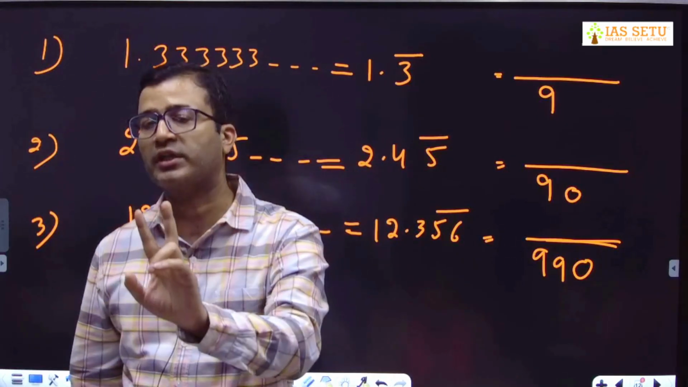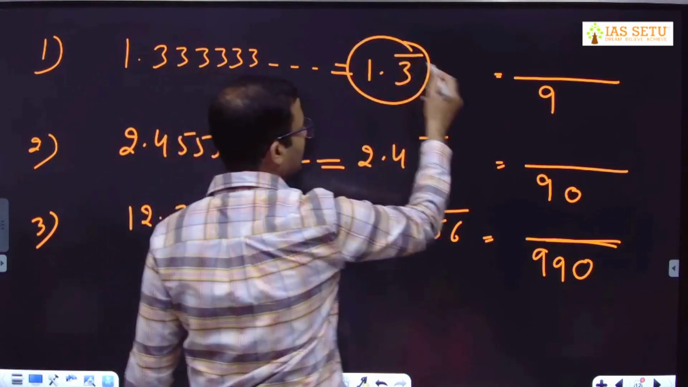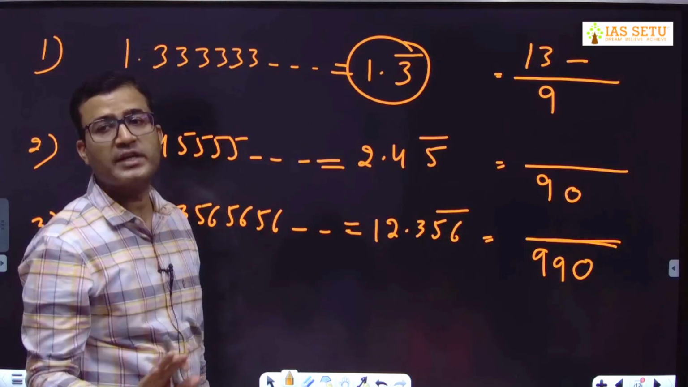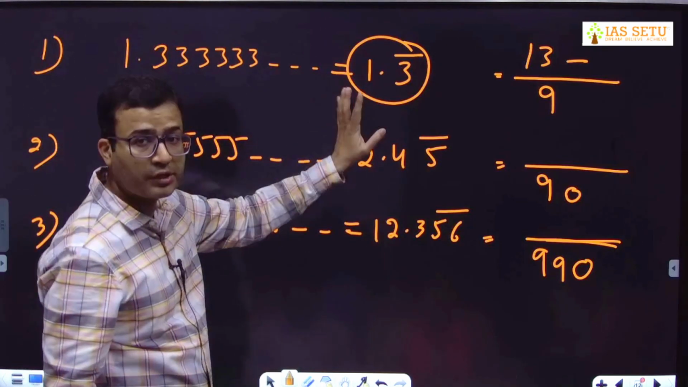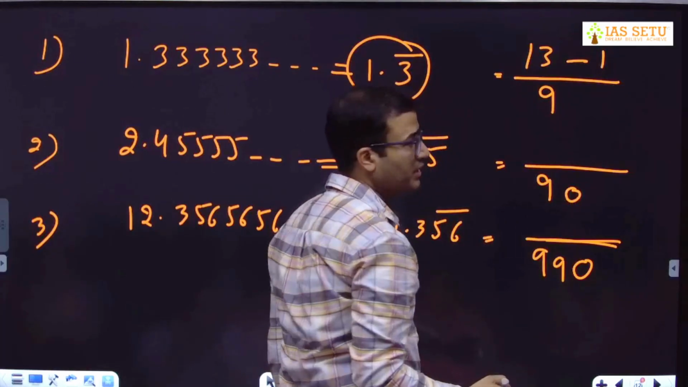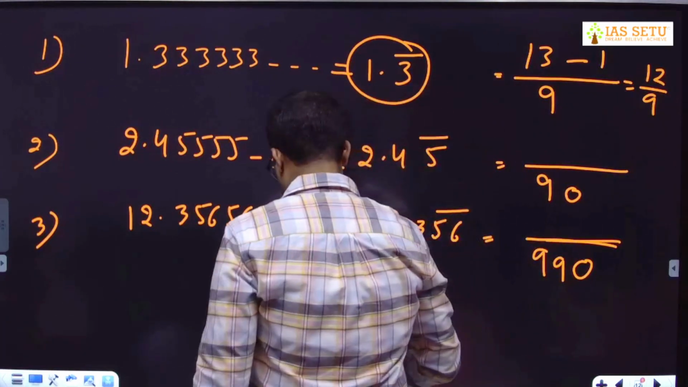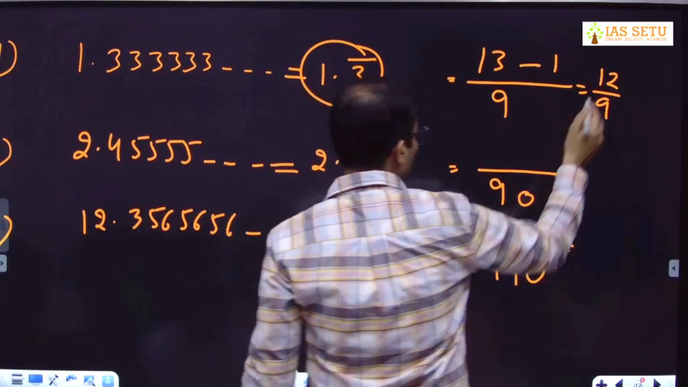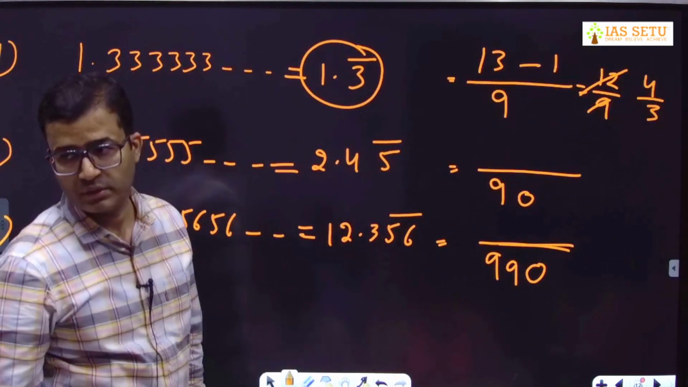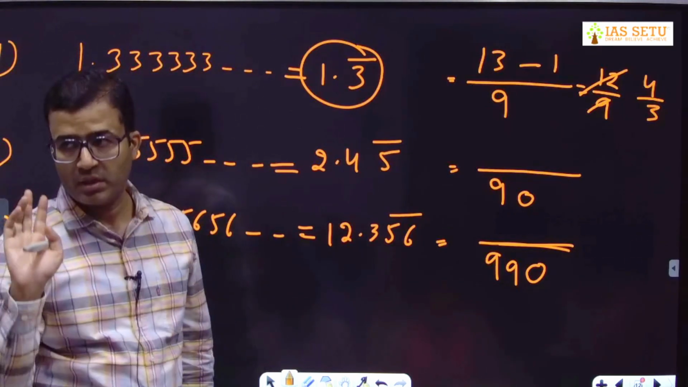Numerator is total number minus non-recurring part. See here. What is total number? 13. And what is non-recurring? 1. Before decimal ही क्यों ना हो? 1 is not repeating, only 3 is repeating. So it is 13 minus 1 upon 9. 12 by 9. So simplify, 4 by 3. And you can check. In your mobile, 4 by 3 is nothing but 1.3. Total number minus non-recurring part. That is numerator. Be careful.